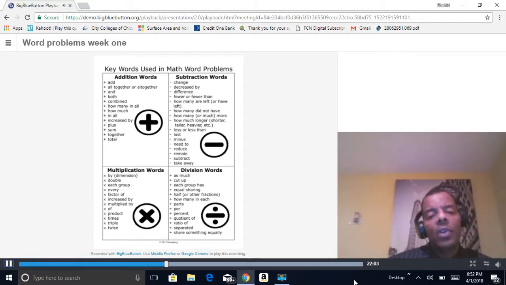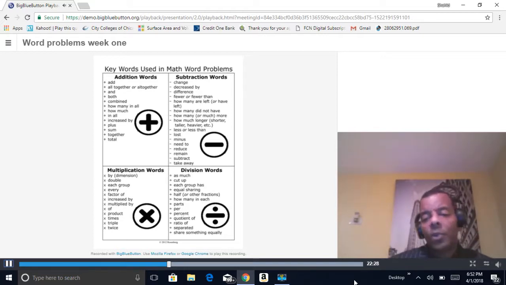How much longer did something happen? How much shorter, heavier? How much fatter? How much bigger? How much taller? Less or less than means subtract. Loss, minus, need to, reduce, remain. All these mean subtract. Take away, of course.